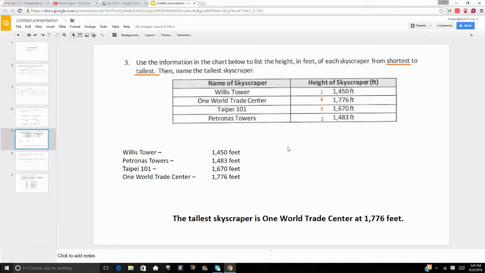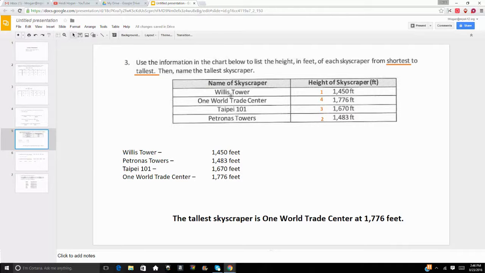And this math program is called Eureka or Great Minds, but it was originally called EngageNY, and it was created in New York, which is why they have One World Trade Center. And they have other New York places. So we need to then list them because it says to list in height, and then name the tallest skyscraper.